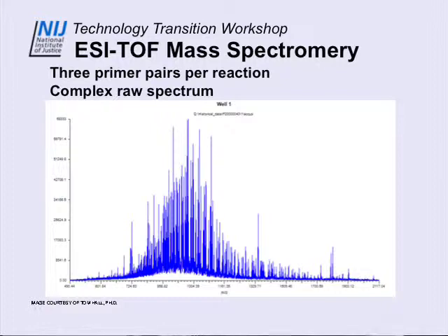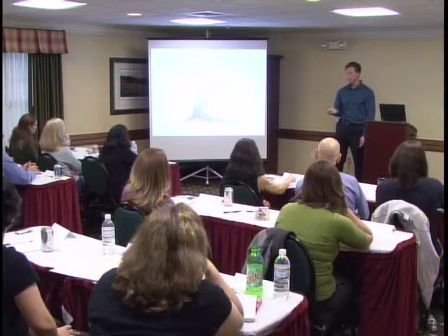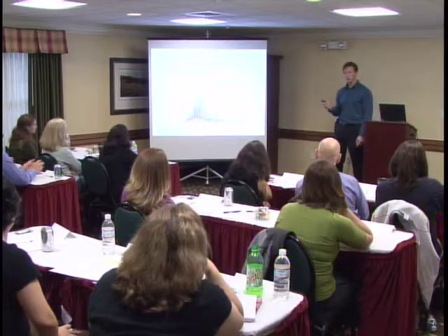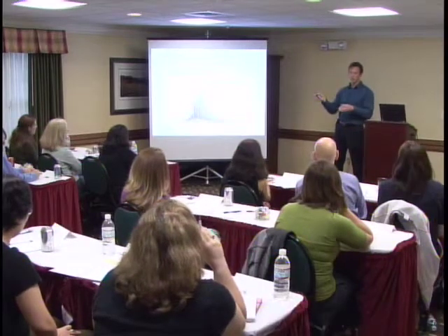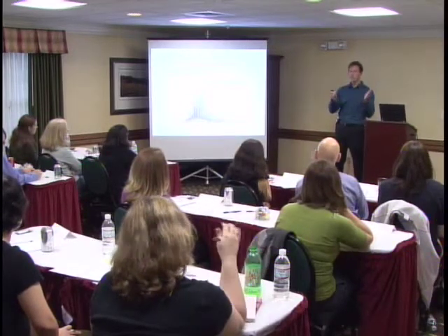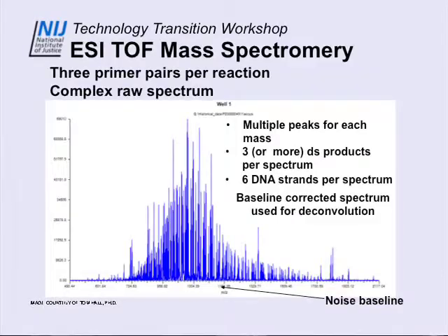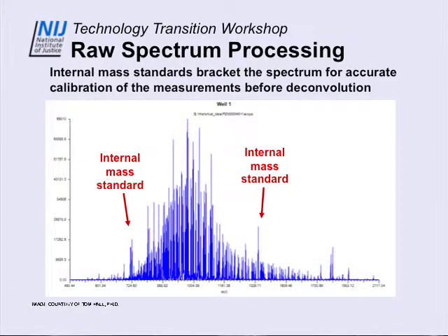This is an example of one spectrum that has 3 PCR primers in it. So there's a lot of peaks. It looks complicated at first, but it gets very simple. There are 3 primer pairs in each reaction, so you get a whole bunch of peaks. There are multiple states of negative charge on each of the amplicons for each strand, forward and reverse. There'll be a minus 28, minus 29, minus 30, in both directions. For every product, that's at least 3 double-stranded products, so at least 6 strands with a whole bunch of peaks per strand. That's at least 6 DNA strands per spectrum.